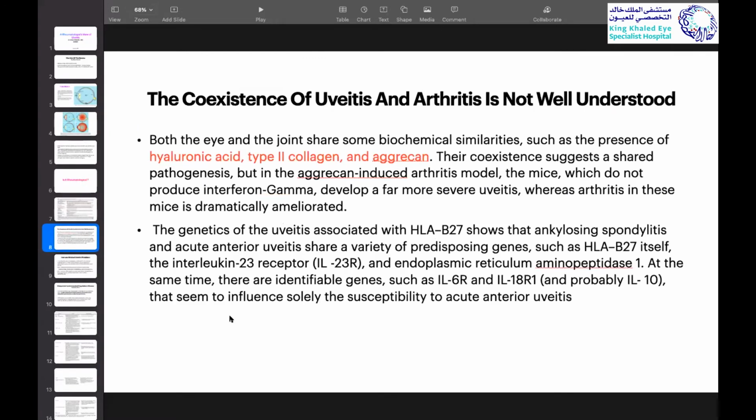The coexistence of uveitis and arthritis is not well understood yet. Both the eye and the joint share some biochemical similarities, such as the presence of hyaluronic acid, type 2 collagen, and aggrecan. And as I mentioned earlier, we can stimulate these effects in lab animals to see the autoimmune responses. The coexistence suggests a shared pathogenesis, but mice with aggrecan-induced arthritis that did not produce interferon gamma developed more severe uveitis compared to the arthritis. The genetics of uveitis associated with HLA-B27 also support the genetic process. Others include the interleukin 23 receptor, interleukin 6 receptor, and interleukin 18 receptor 1.